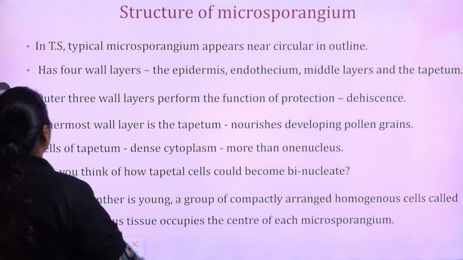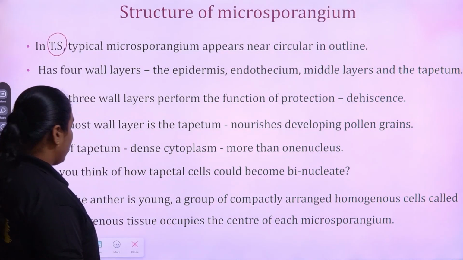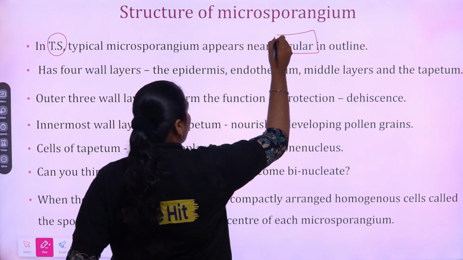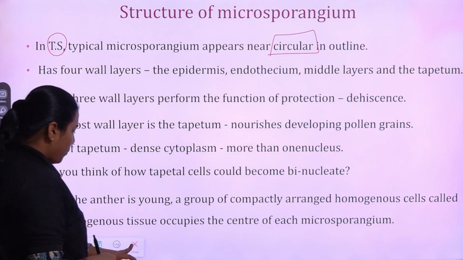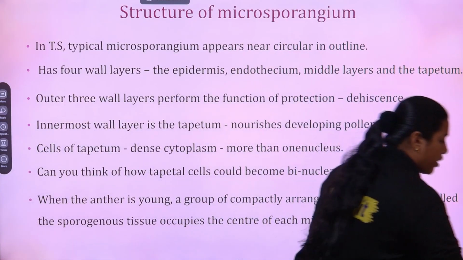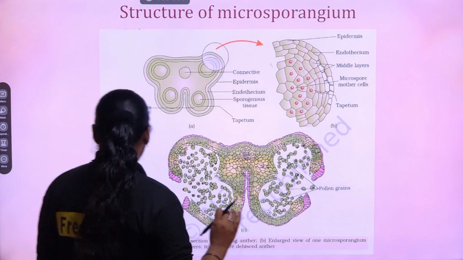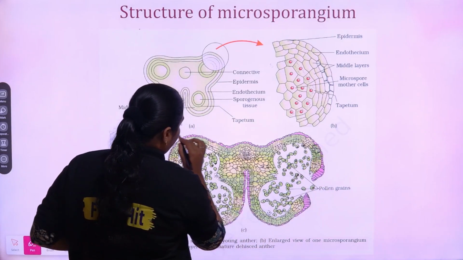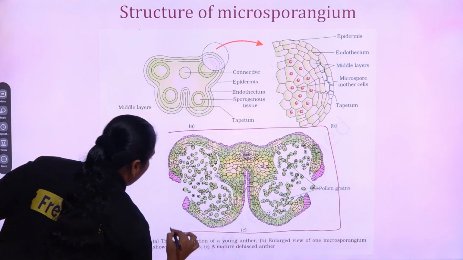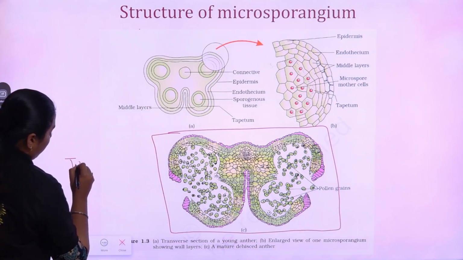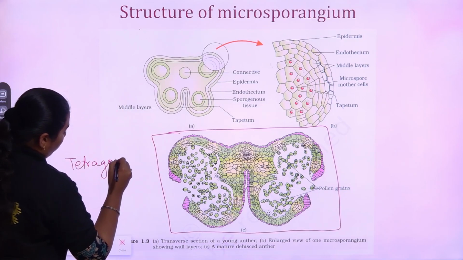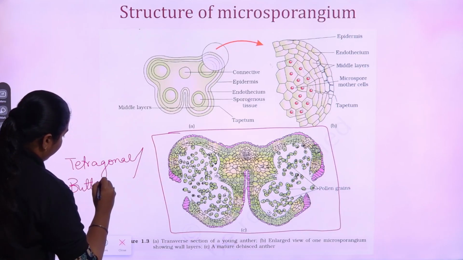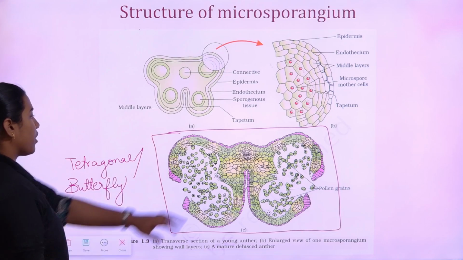So in transverse section, in horizontal section, a typical microsporangium appears near circular in outline. We spoke that they are tetragonal and now you say circular. Don't get confused with the shapes. Let me make it clear to you. The anther as a whole, this box, is obviously tetragonal, or I will say it is like a butterfly shape, because that's how it looks.